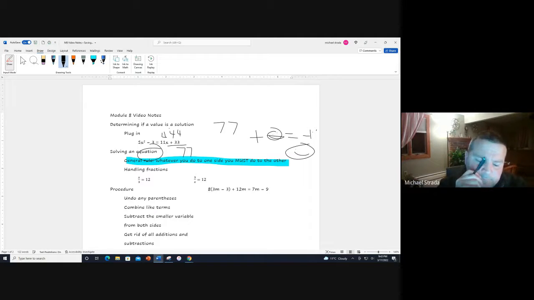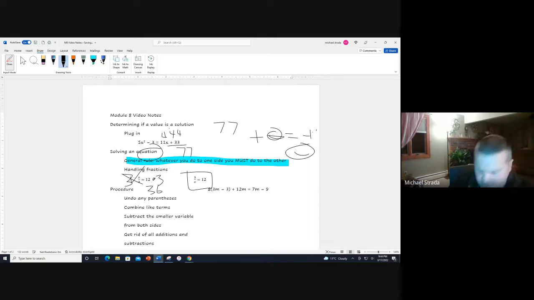Now, handling fractions, there's two different ways of going about it. The first one down here, x divided by 3 equals 12. X is being divided by 3. To get rid of a division by 3, you would multiply both sides by 3. That will cancel out those 3's. Hopefully you watched the video. 12 times 3 would be 36. So when the variable's in the numerator and the constant's in the denominator, you can just multiply by it.